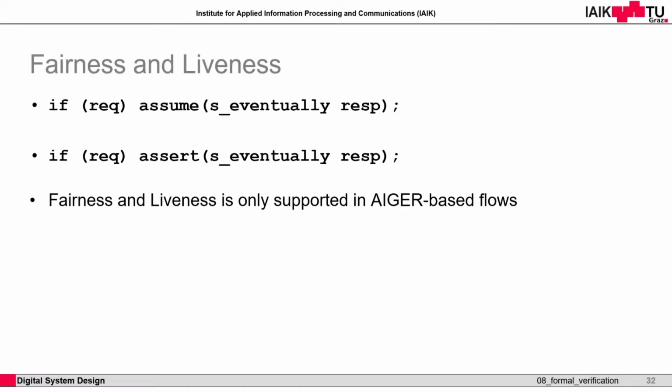There are also some fairness and liveness properties which can be verified. So there is a keyword s_eventually, and this can be used in assumptions and assertions. This keyword says, in the first statement, if some requirement, and then assume with s_eventually means that we assume that the signal response is either true in the current cycle or in any future cycle. So there might be an arbitrary number of clock cycles in between.